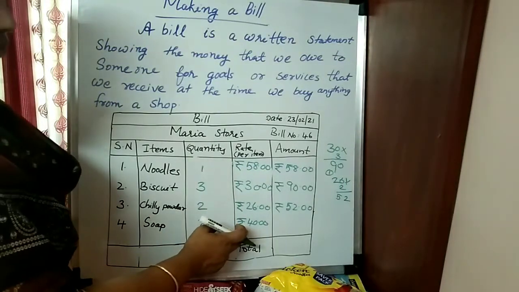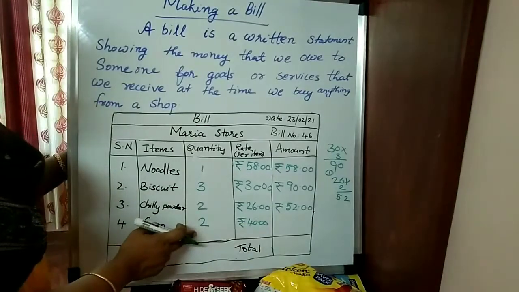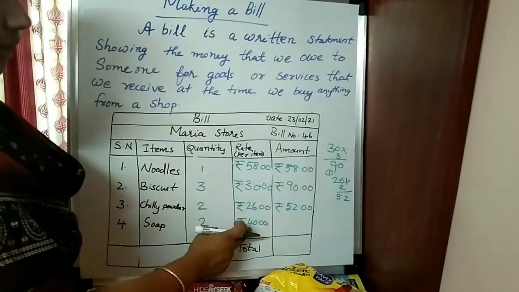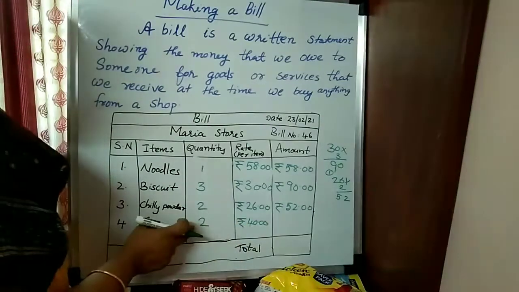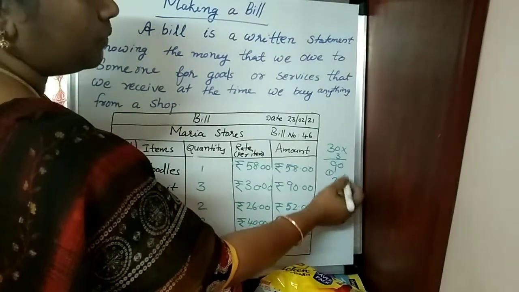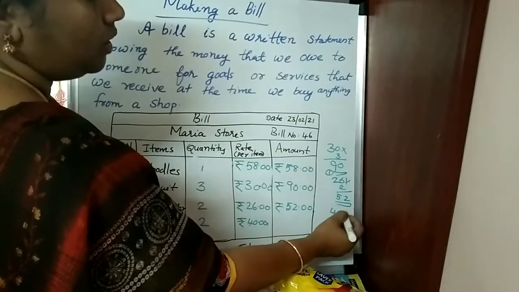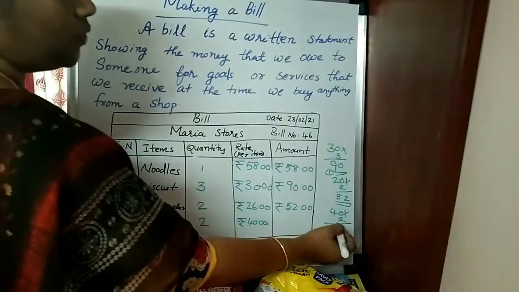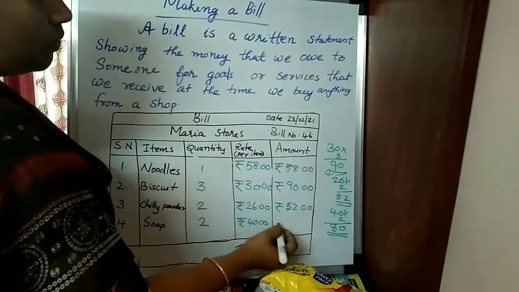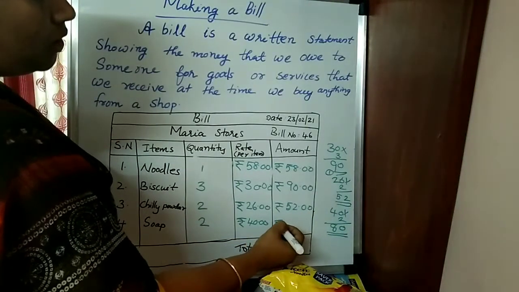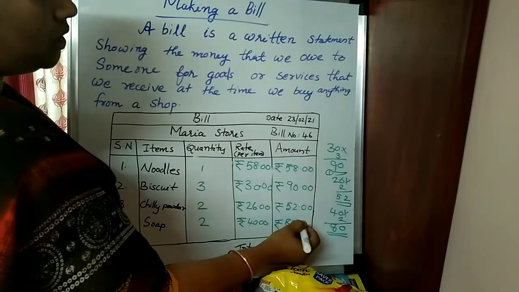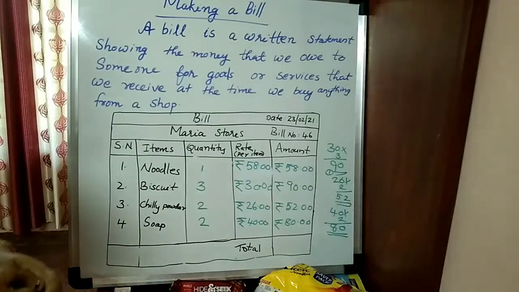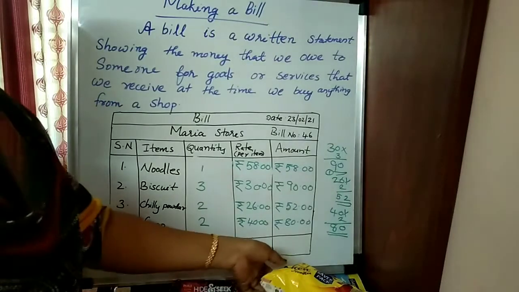Then our last item, soap. Each costs 40 rupees. How many soaps? 2. So you multiply these two numbers. 40 into 2. What is 40 into 2? 2 zeros are 0. 2 fours are 8. So in amount, here you write 80. Okay. Then what is our last step?